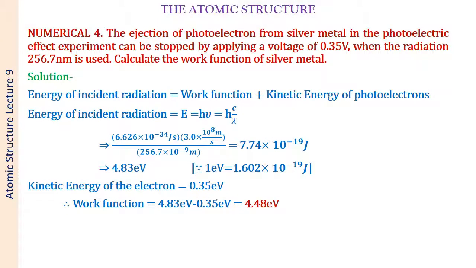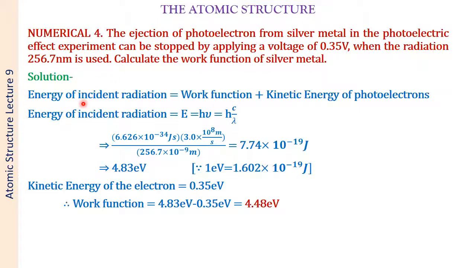So now one numerical based on the stopping potential. The numerical says that the ejection of photoelectron from silver metal in the photoelectric effect experiment can be stopped by applying a voltage of 0.35 volt. When the radiation is 256.7 nm, calculate the work function of the silver metal.